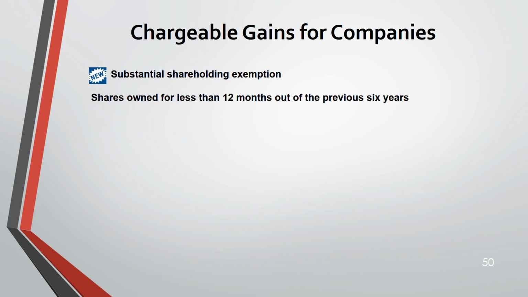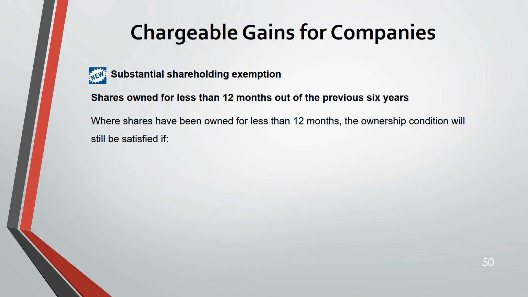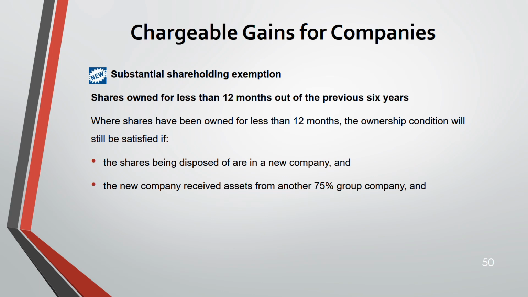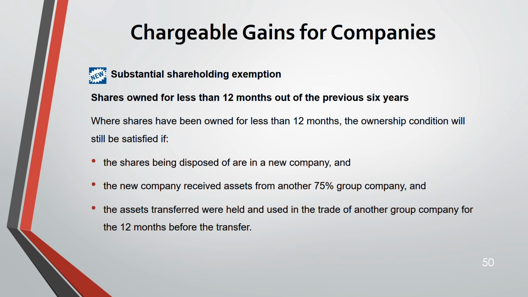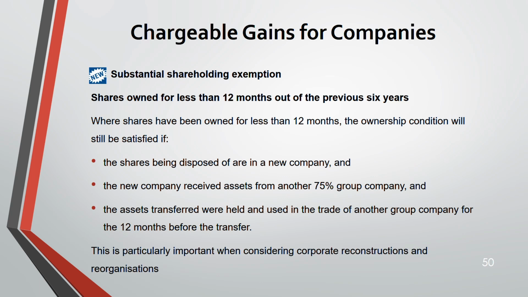Now, what about the shares owned for less than 12 months? Shares owned for less than 12 months can still satisfy the ownership condition. How? There is an if condition. Remember, all these conditions you should know. If shares being disposed of are in a new company, and the new company is receiving assets from another 75% group company, and the assets transferred are held and used in the trade of another group company for 12 months before the transfer. This is important when you're considering corporate reconstructions and reorganizations. So all these conditions you should know.